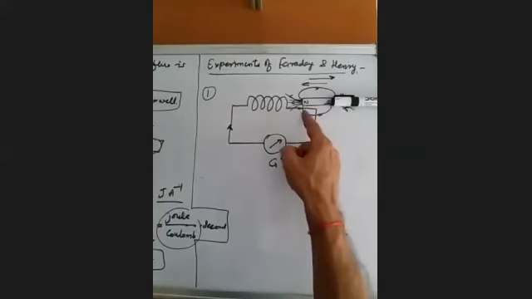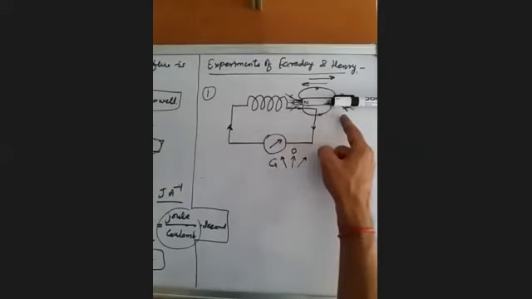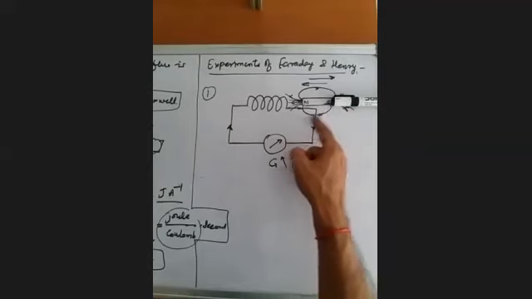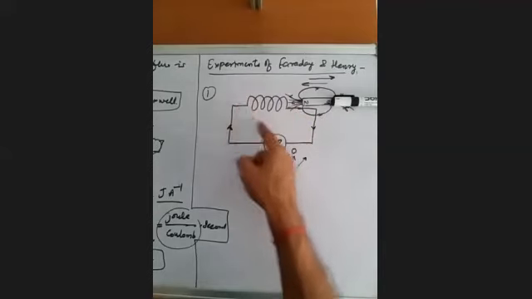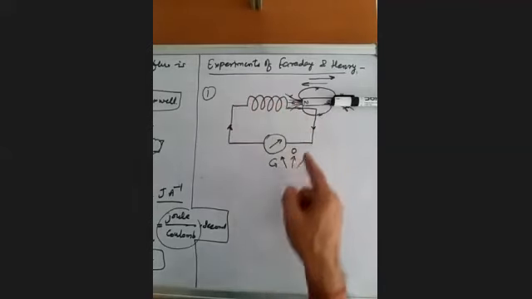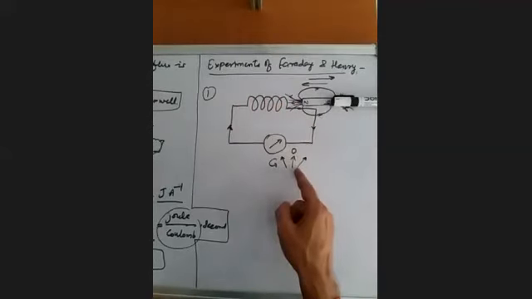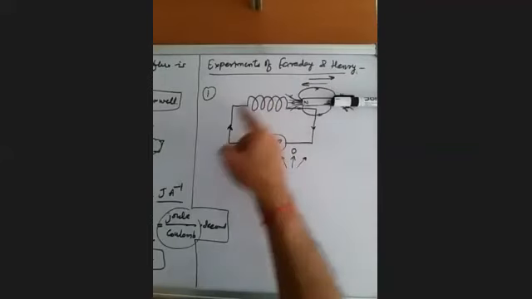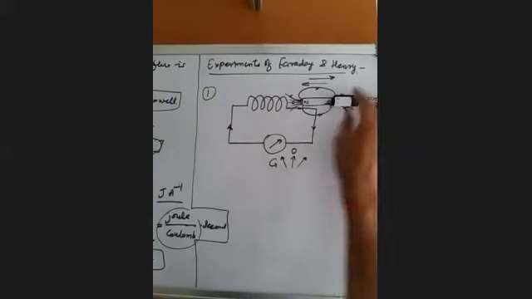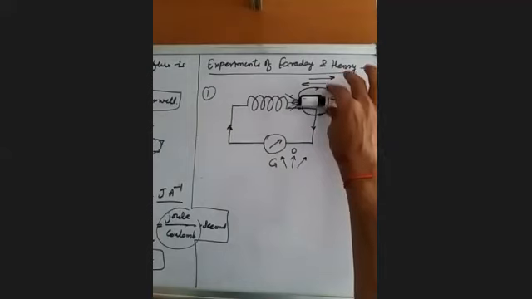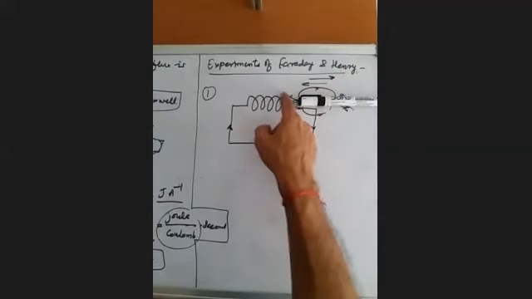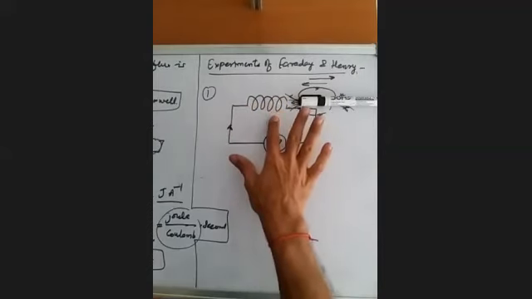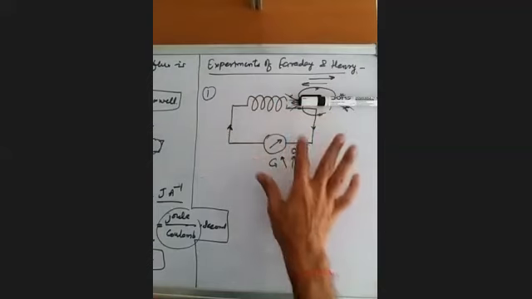As long as there is a change happening in the magnetic field linked with this coil, there is a current in the circuit. The current is induced in this closed circuit. But when the magnet stops at any point, the change in magnetic field linked with this coil becomes zero. There is no change. When there is no change, there is no current.